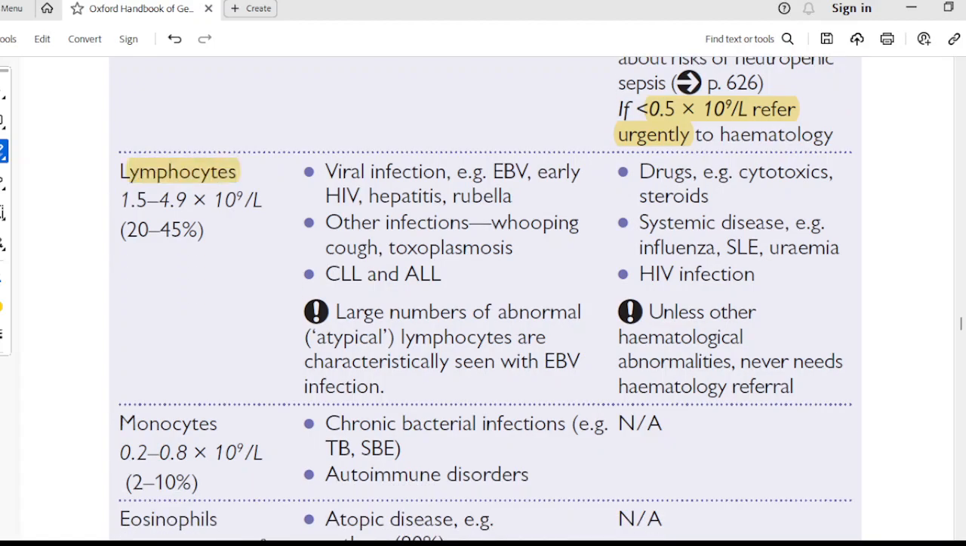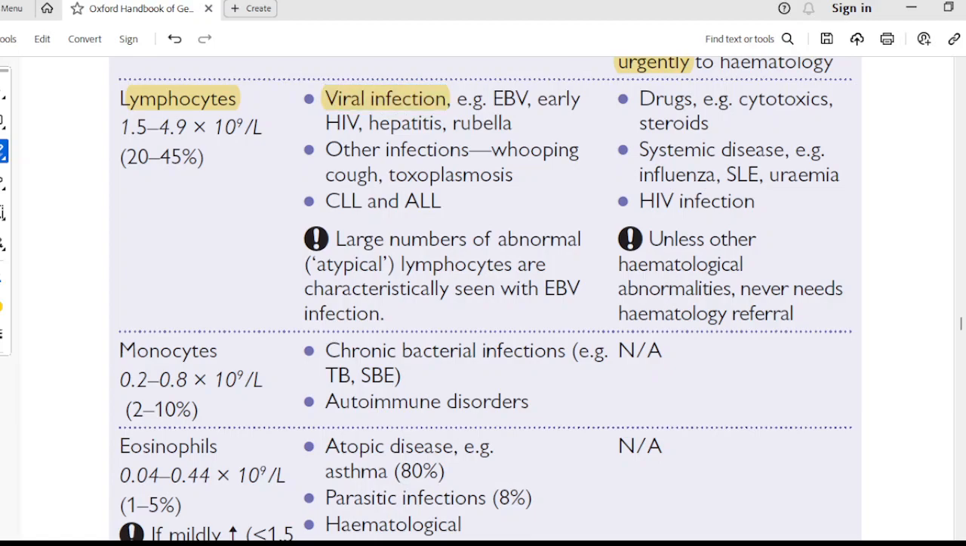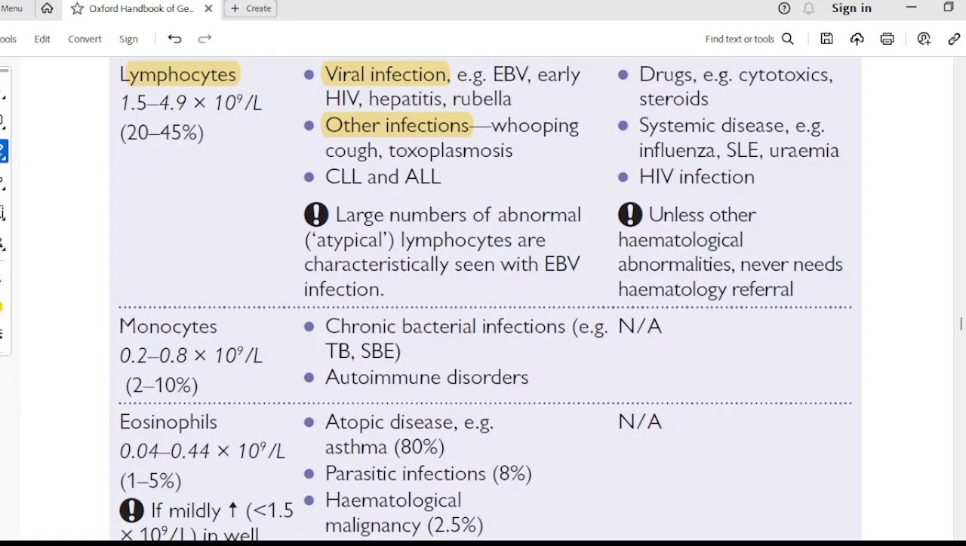Lymphocytes. The normal count is 1.5 to 4.9 ×10^9, which should make up 20 to 45% of the total WBCs. Causes of raised lymphocyte counts are viral infections, which we have already read. In viral infections, lymphocytes will be increased and neutrophils relatively decreased. EBV, early HIV, hepatitis and rubella will cause lymphocytosis. Other infections: whooping cough and toxoplasmosis. Whooping cough and toxoplasmosis will cause an increase in lymphocyte counts.